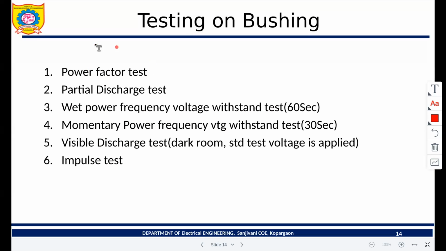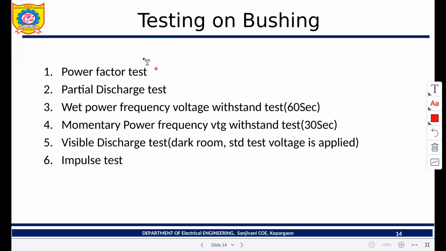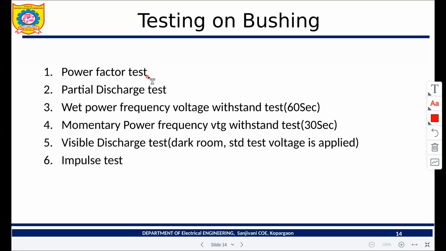Here, the power factor test and tan delta test are very important on bushings. Because of the power factor test and tan delta test, we are able to determine the insulation strength of a particular insulation material. So this is the power factor test, which can be conducted by using the Schering bridge. Okay. So the tan delta test and power factor test we can conduct by using the Schering bridge also.